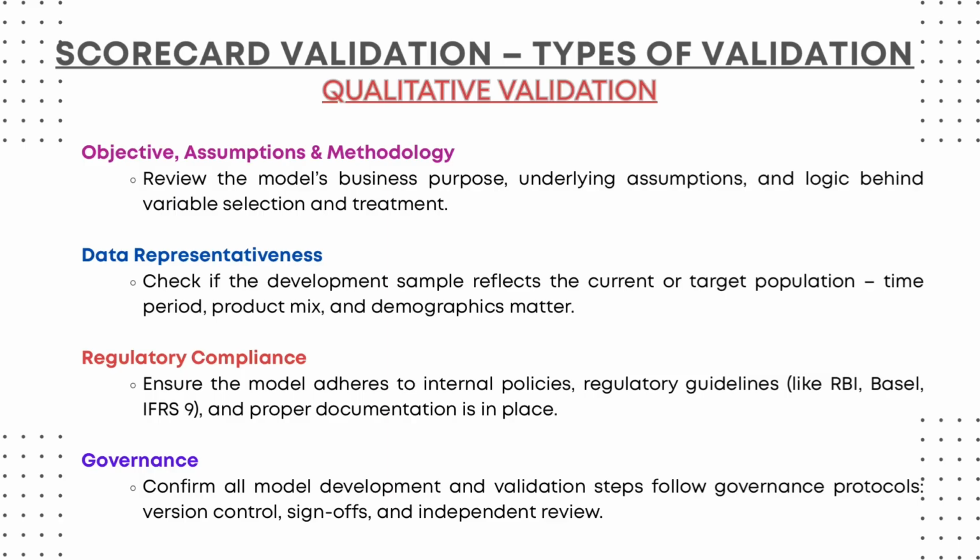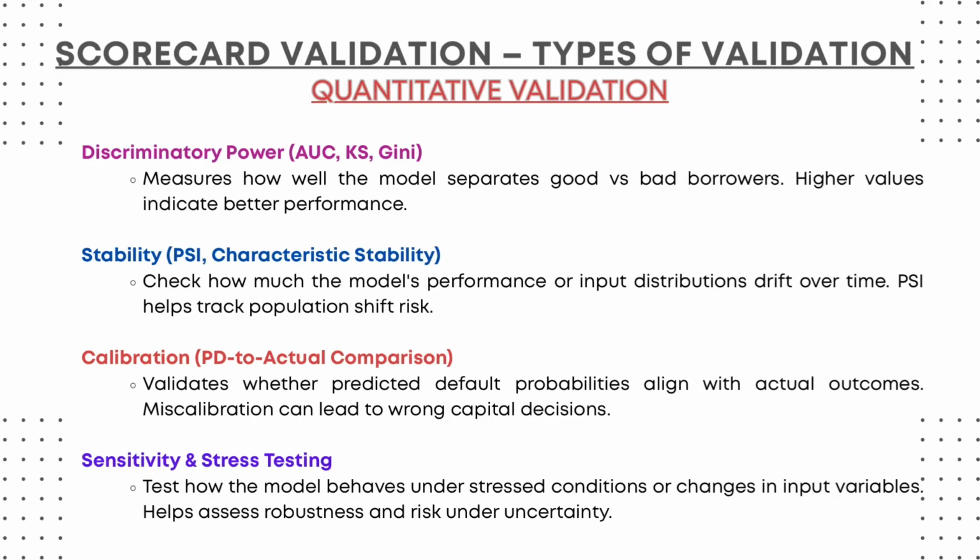So these checks are important. There can be many other additional checks, but these are the primary checks which a validator must do under the qualitative aspects. Quantitative validation. So I have also categorized this under four key steps. First is the discriminatory power of the model. It measures how well the model separates good versus bad borrowers.